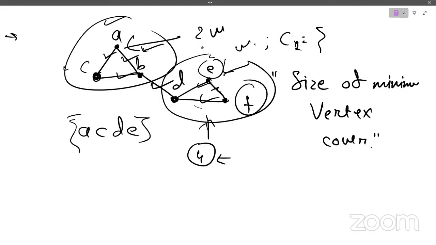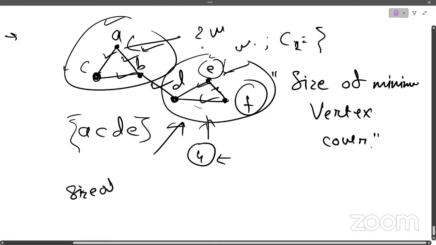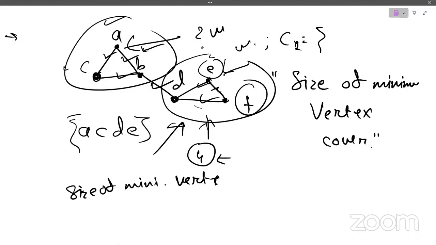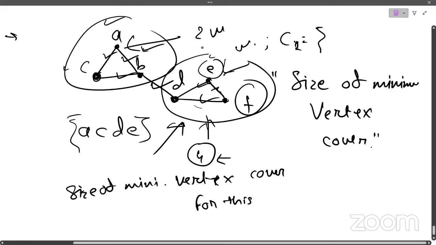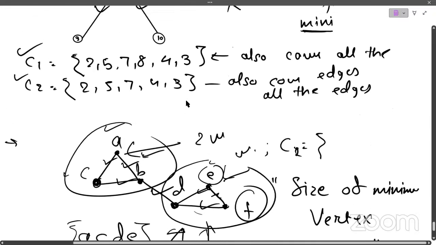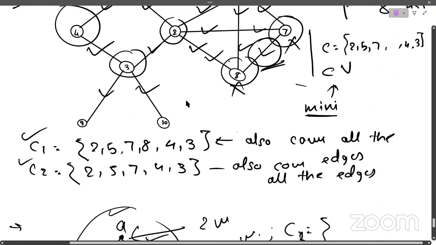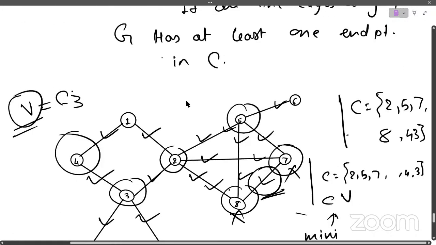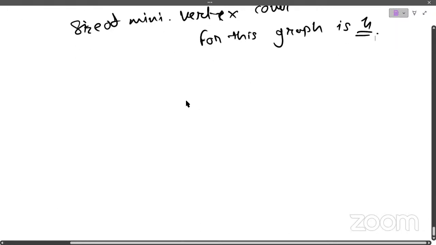You can check that the size of the minimum vertex cover for this graph is 3. Sorry, 4. You cannot cover this whole graph using 3 vertices. You can check it. There will always be an edge which will not be covered using that set.